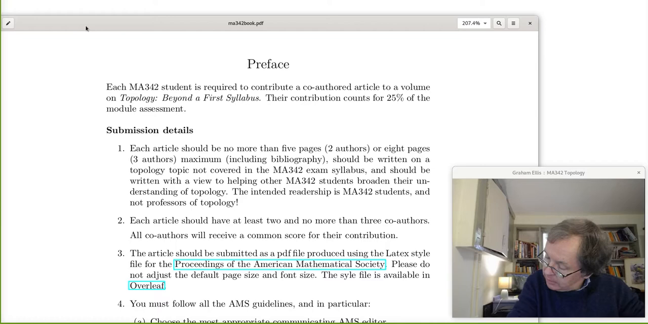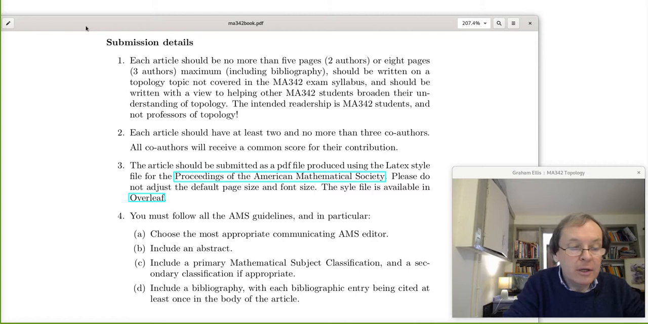What else? That's point two. Point three, the article should be submitted as a PDF file. I'll go into how you submit later, but I want a PDF file, and I want it written in LaTeX. If you haven't used LaTeX before, you just have to learn. In the material I'll send around, it's easy to do these days online using Overleaf.